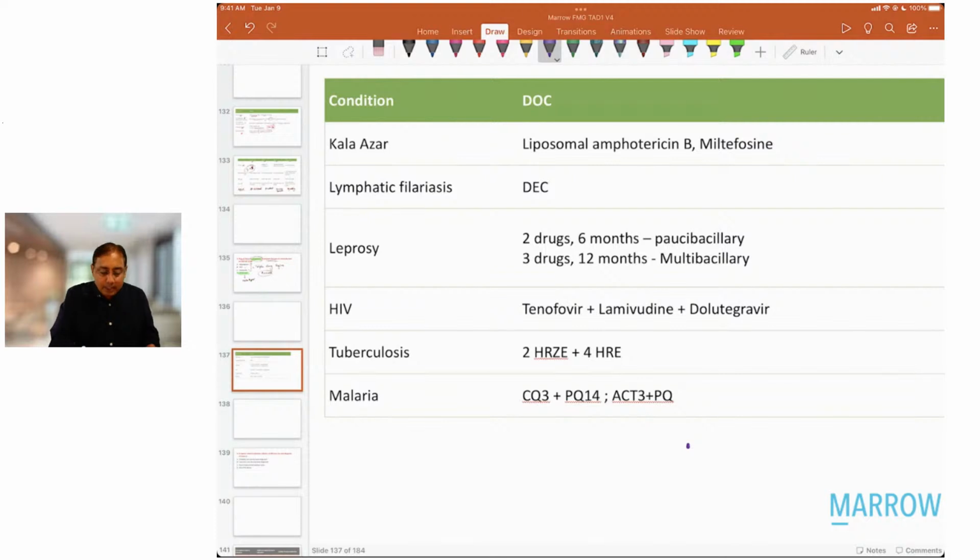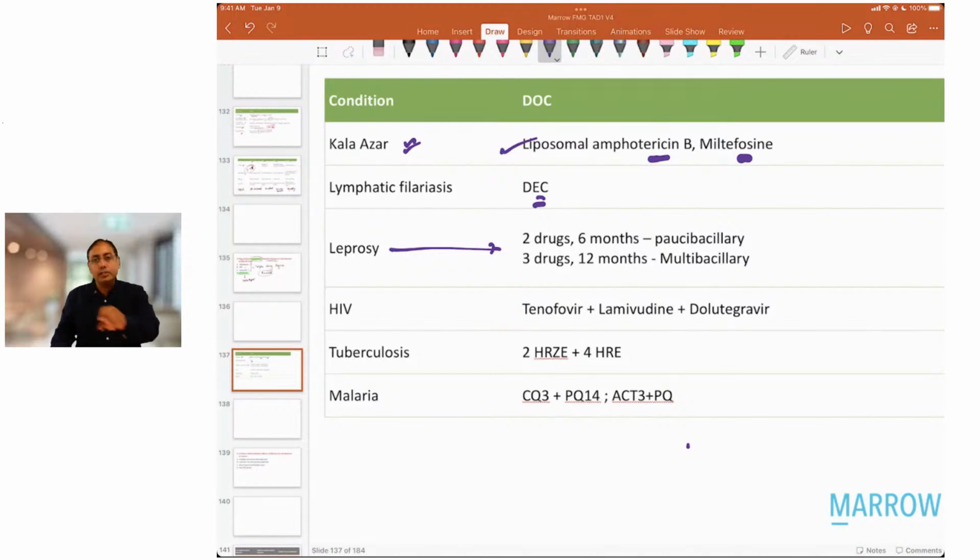For Kala Azar, please remember the drug of choice is liposomal amphotericin B or miltefosine. The first drug is LAMB, liposomal amphotericin B. Lymphatic filariasis, we give DEC. Leprosy, a lot of times there is confusion in the mind of students: what should we follow, the WHO regime or the NLEP? Please remember, I would always say that in India we follow the NLEP regime.